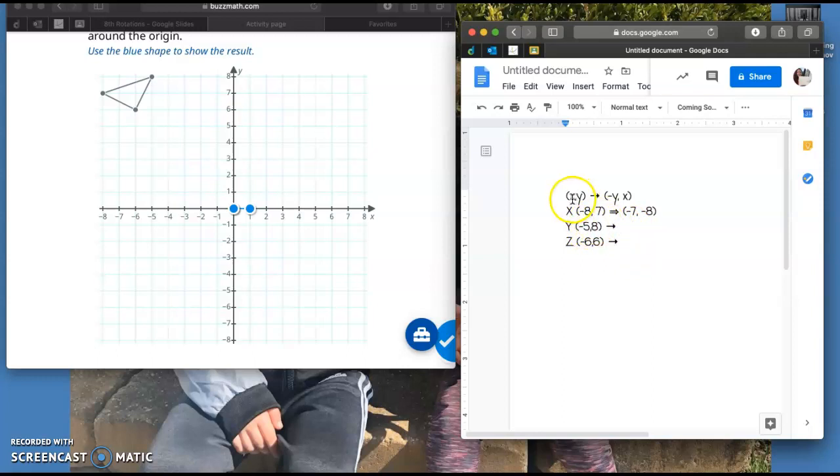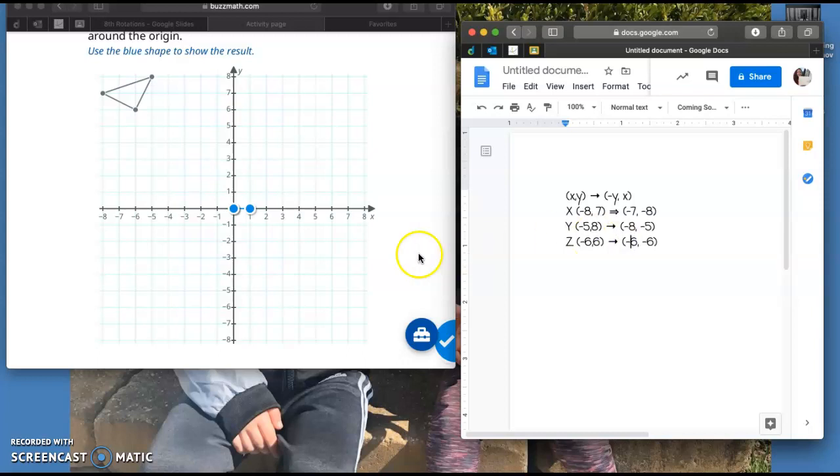Let's do the next one. Negative 5, 8. So (x, y) becomes (negative y, x). First of all, I know I'm switching the two numbers, so I'm going to do 8, negative 5. But which one of those was negated? The first one. So it wasn't positive, I'm going to make it a negative. Done. And the last one, negative 6, 6. I know I switched them, so it's going to become 6, negative 6. And then I look up here and say, okay, the first one should be a negative version of it. There you go, negative.